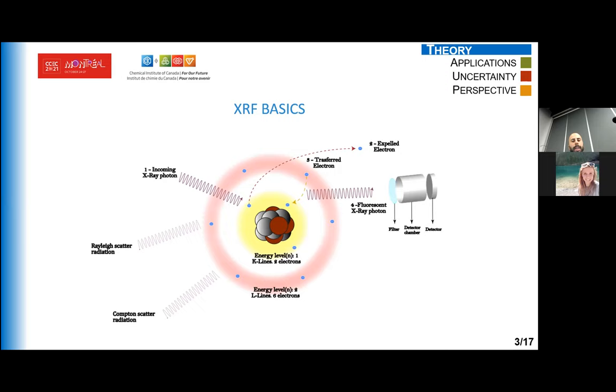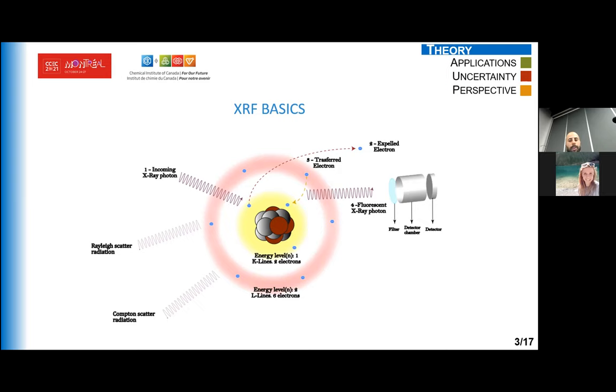Obviously, this is more complicated because you will have a wide range of energies and X-rays. So you will have effects from Rayleigh scattered radiation or Compton scattered radiation. Rayleigh scattering is basically elastic scattering: the X-rays keep the same energy, it is not absorbed by the electron, and it bounces back. Compton is when you give some part of the energy to the electron or the atom and you get the rest in the X-ray, but it's not enough to remove the electron. So, once you get the fluorescent X-ray energy, which is the characteristic energy, you have to detect it.